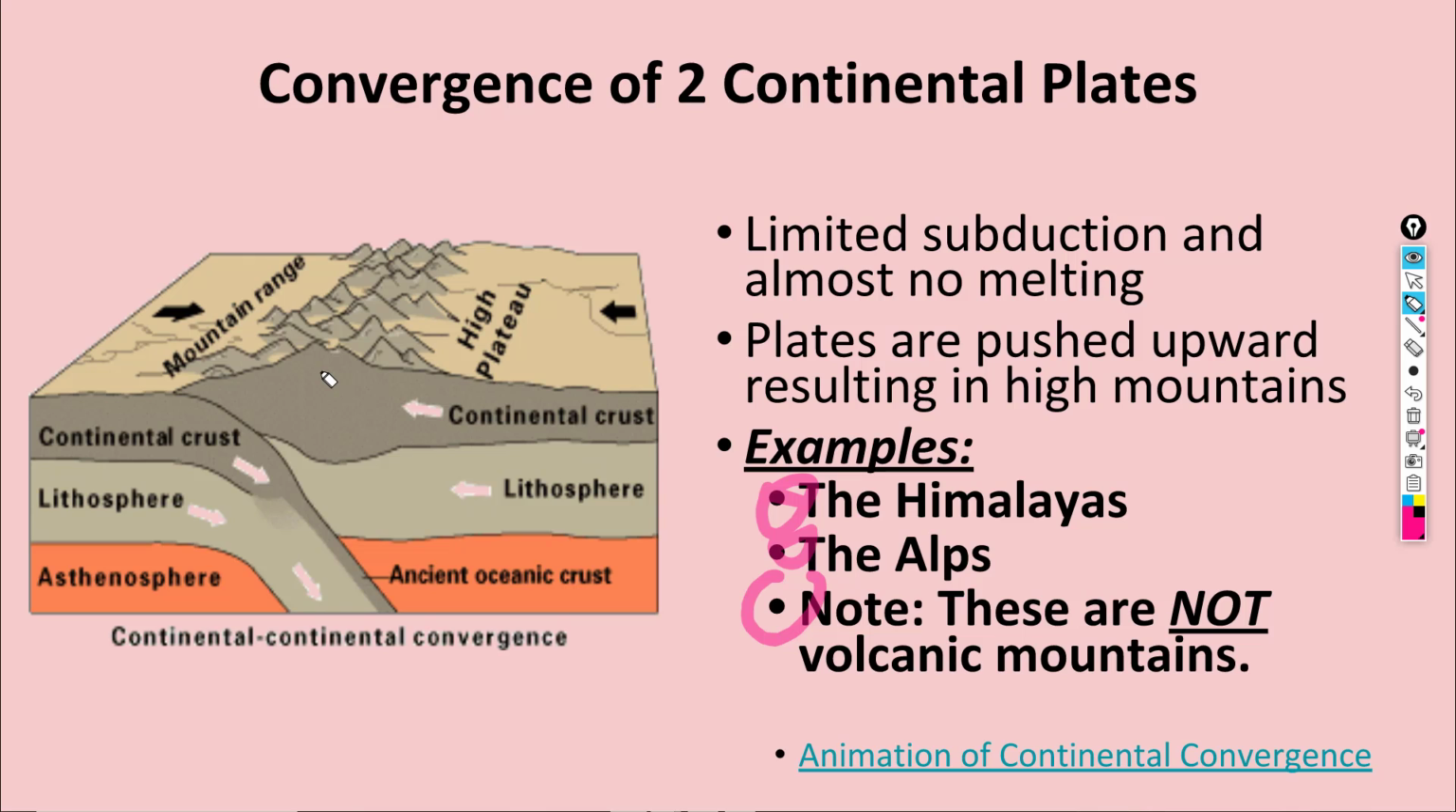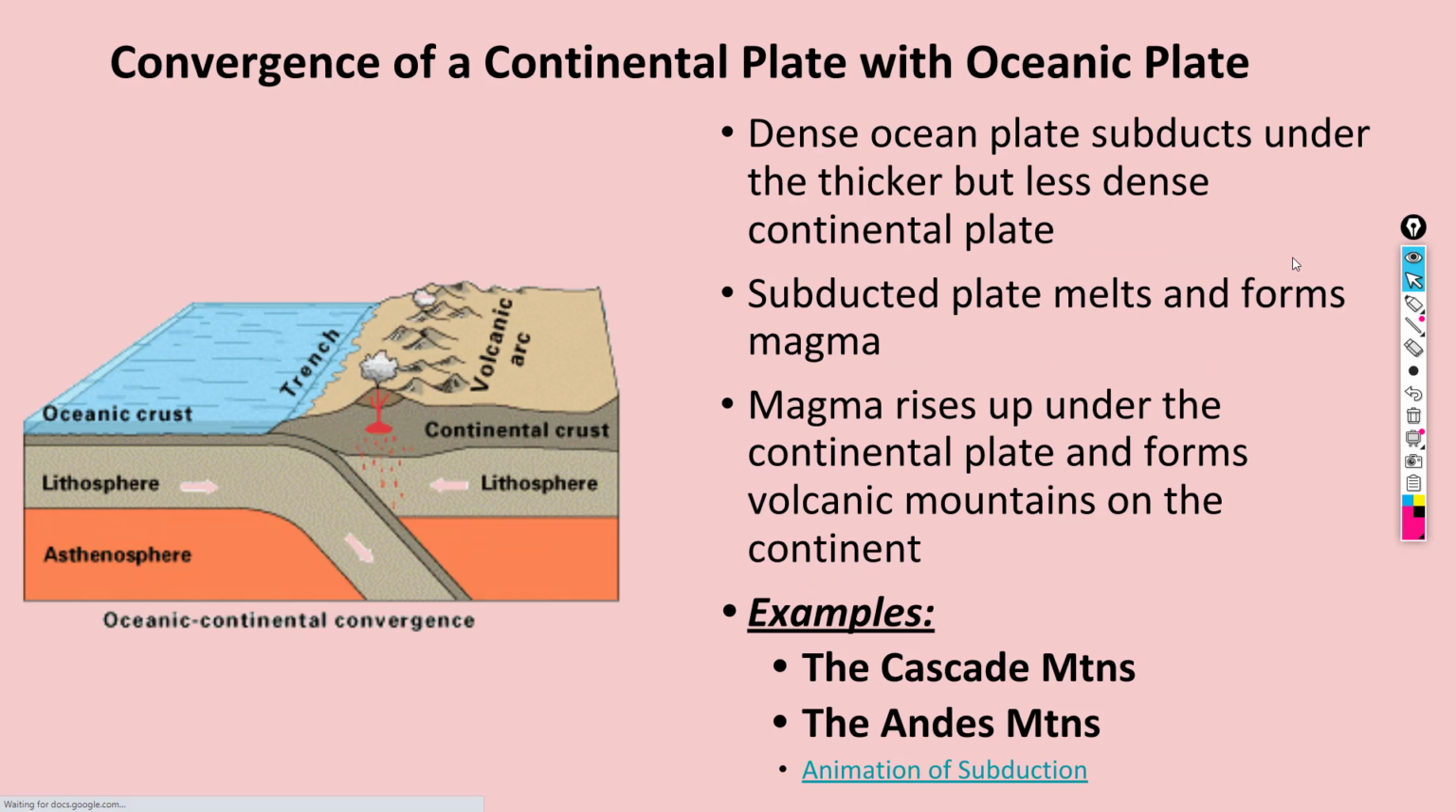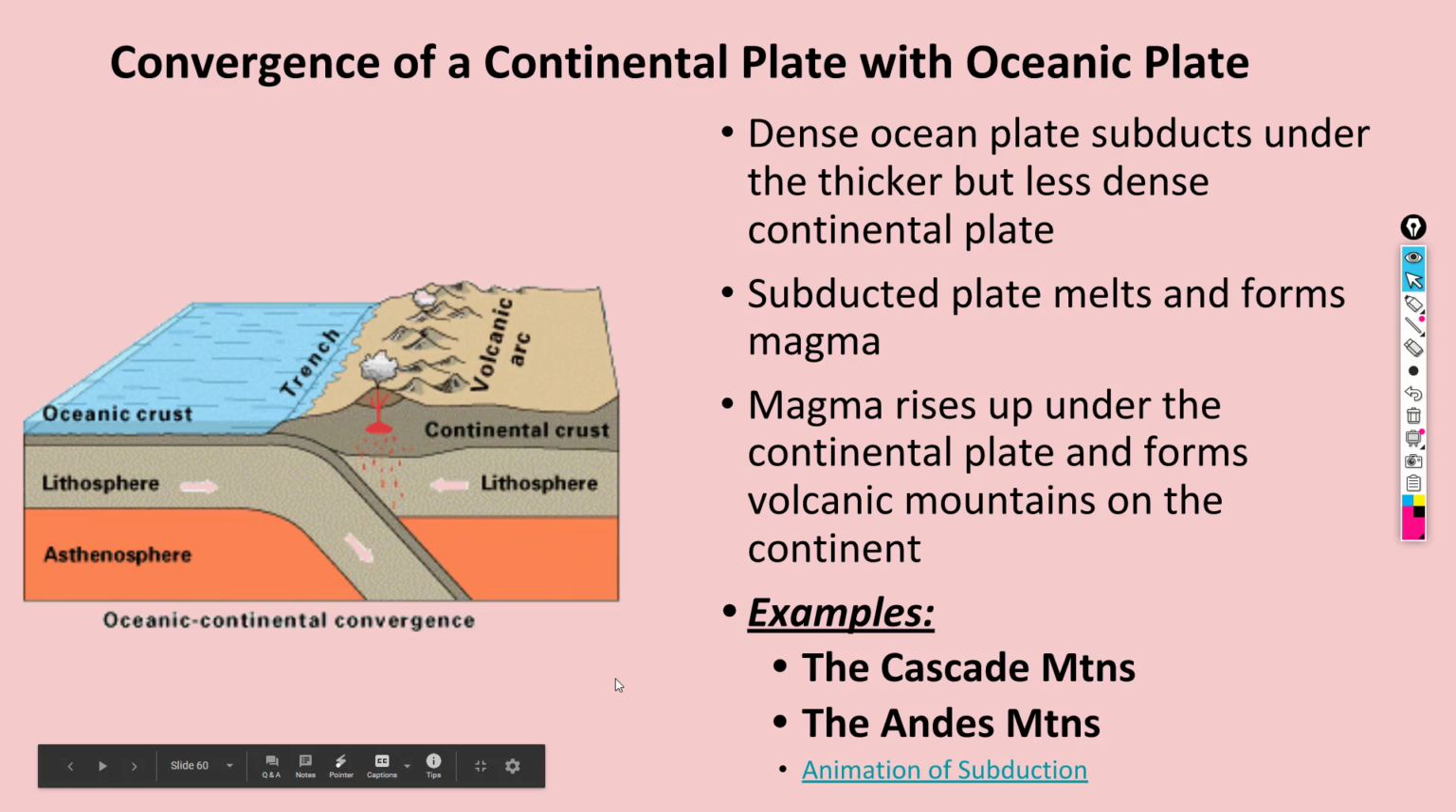Yes, you guys, there are a ton of earthquakes in the Himalayas and the Alps, but not volcanoes. Okay, so just keep that in mind. All right, as far as the next type of convergence, it's when we have an ocean plate subducting, converging, and then subducting underneath a continental plate.